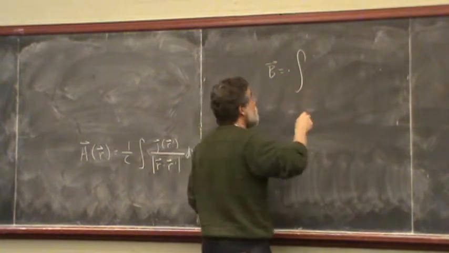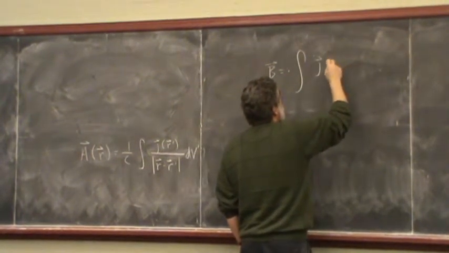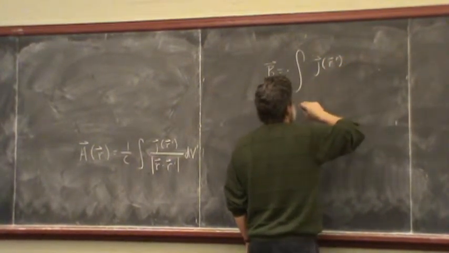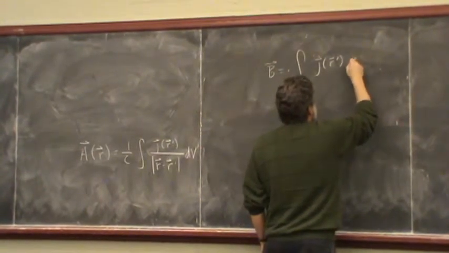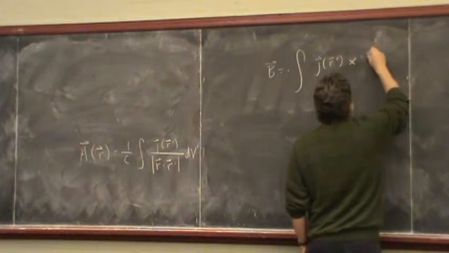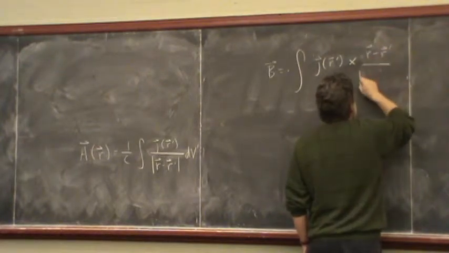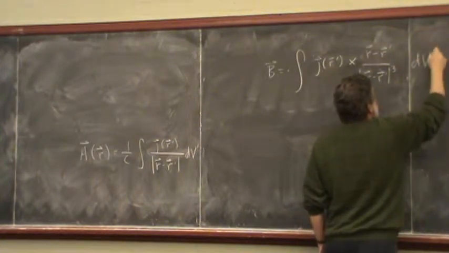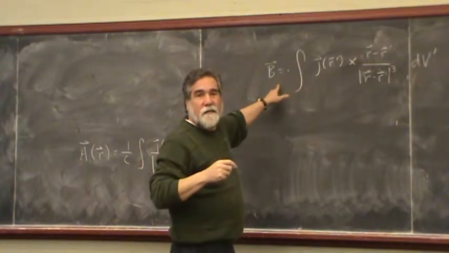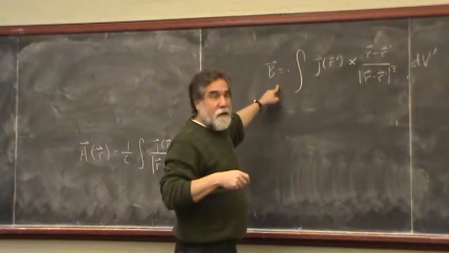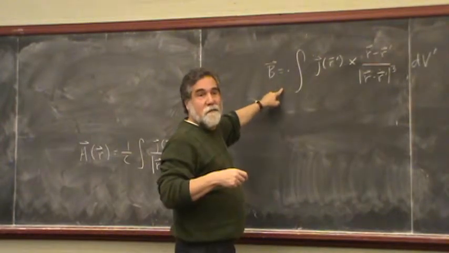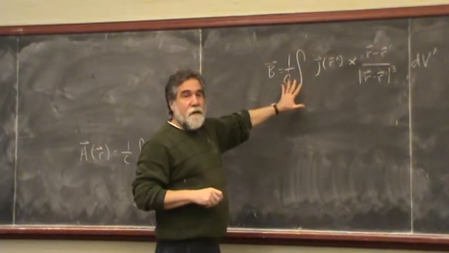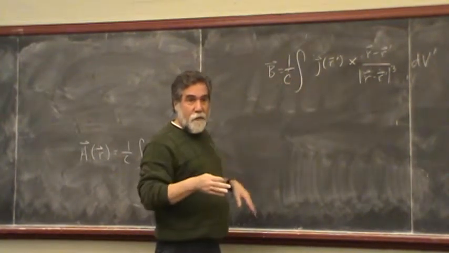The integral over the prime space of the current density in the prime space crossed into r minus r prime over r minus r prime cubed dv prime, times whatever constants I need out front. I forgot what they were. 1 over c. Okay. That is the law of Biot-Savart. The whole thing integrated over 3 space.